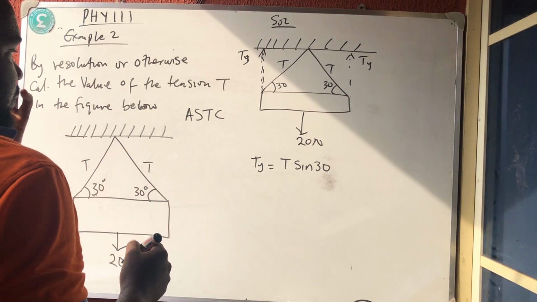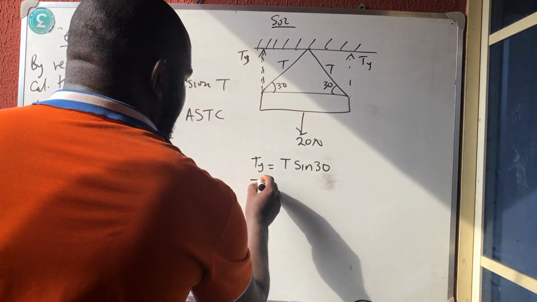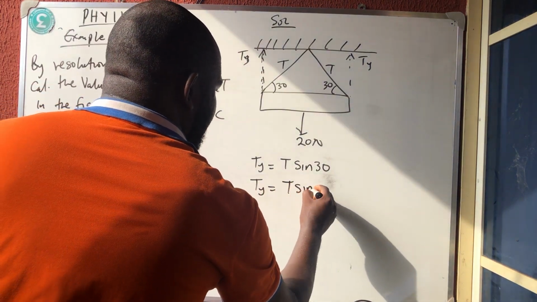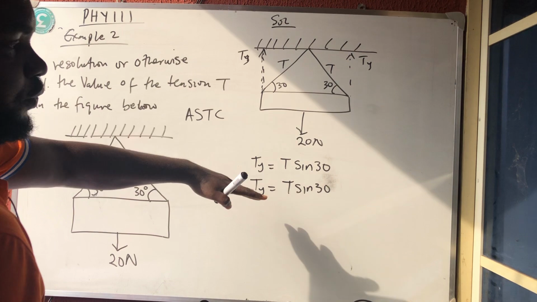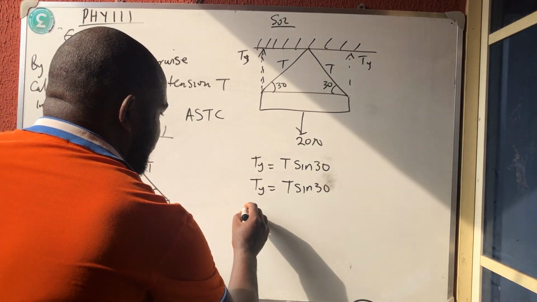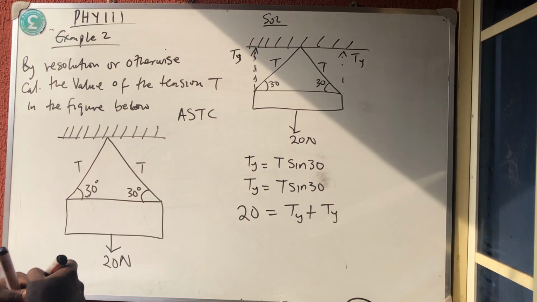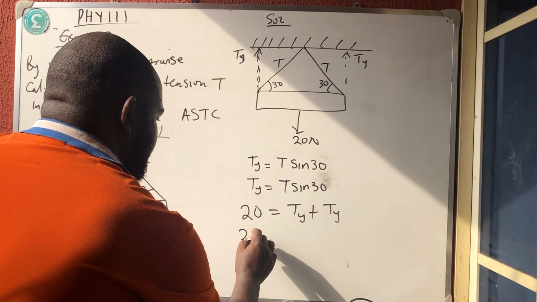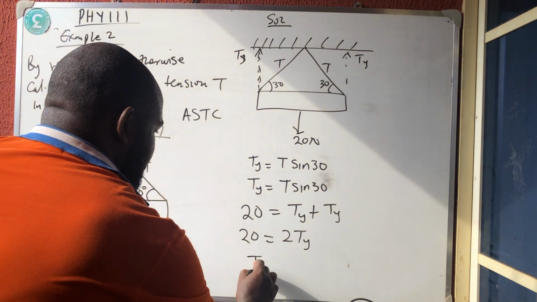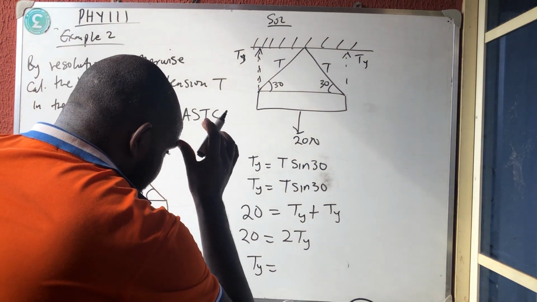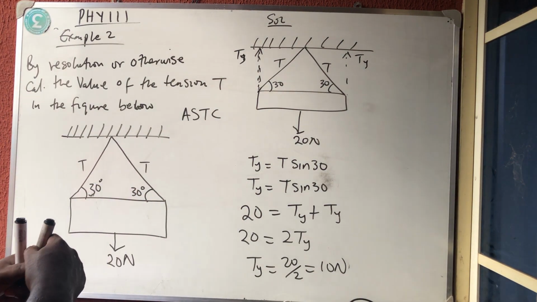So now the other Ty is the same thing, so they are two. The other Ty is the same thing, T sine 30. But there is a law that said that upward force is supposed to be equal to the downward force. So this force 20 is supposed to be equal to Ty plus Ty. Are you getting it now? So 20 is equal to 2Ty. So Ty is equal to 20 divided by 2, which is equal to 10 Newton.